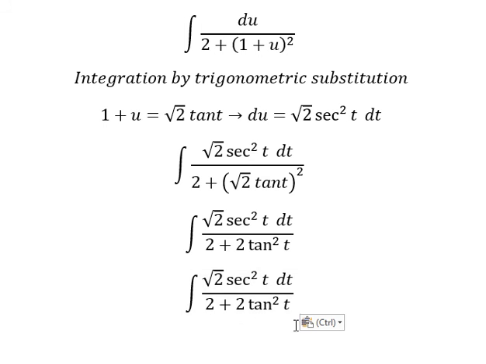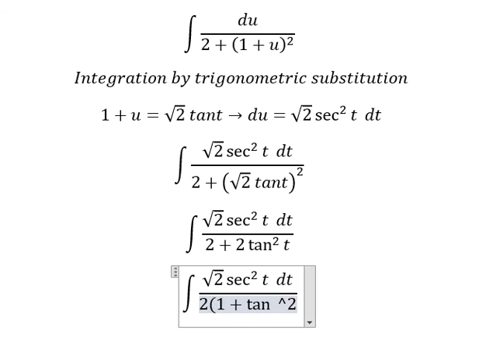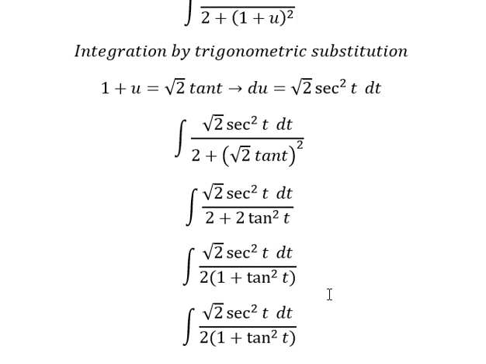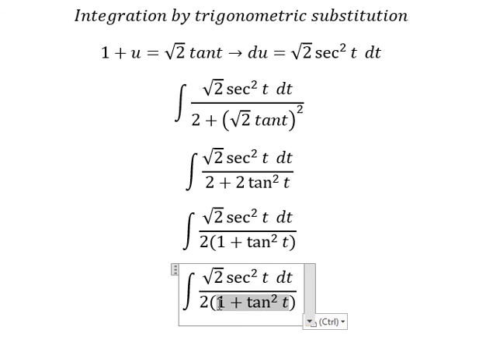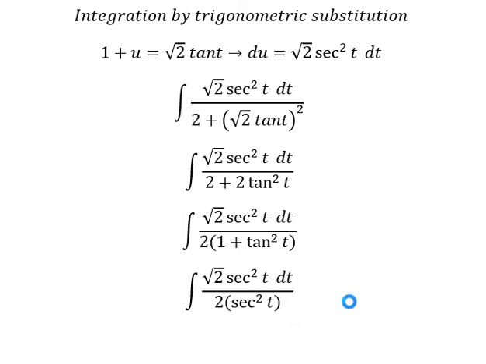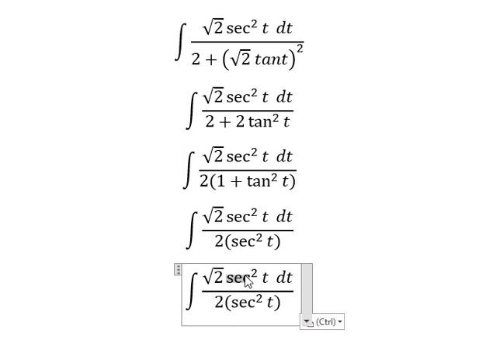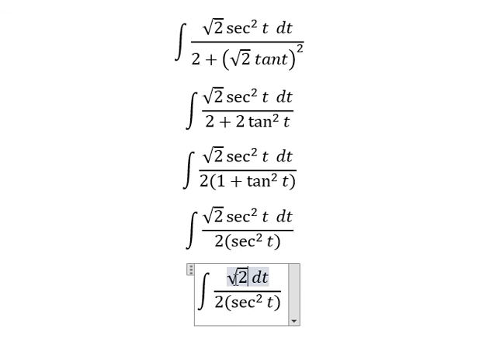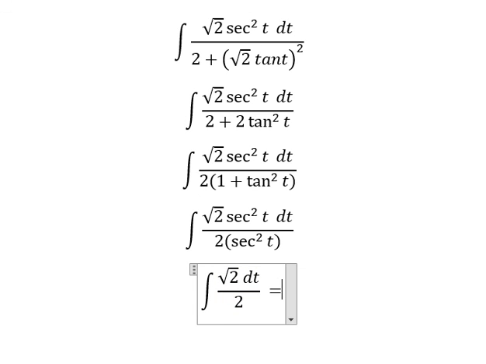Number 2 and number 2 we can factorize. And this one we change for secant of t squared. We simplify this one on the numerator and denominator. The integration of this one you get the square root of 2 t over 2.